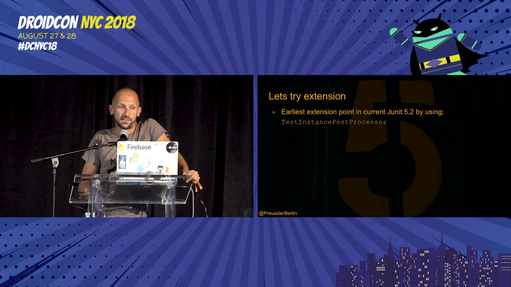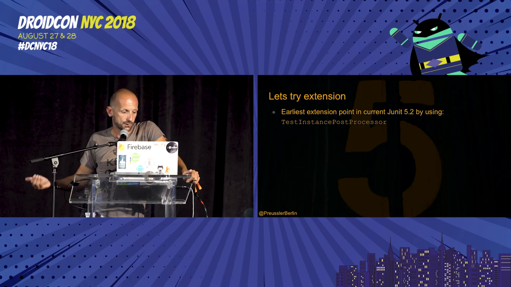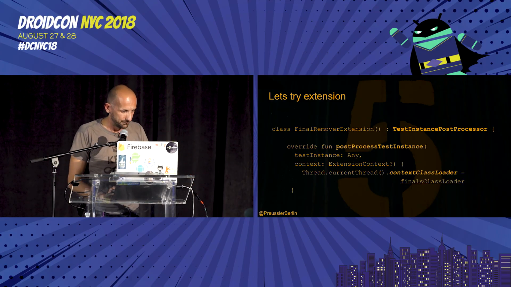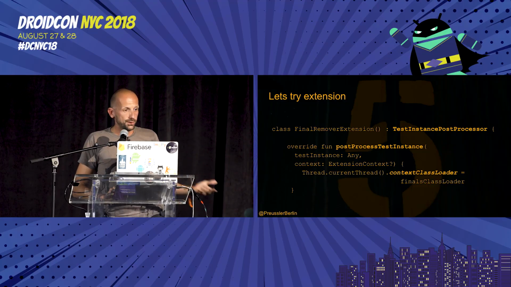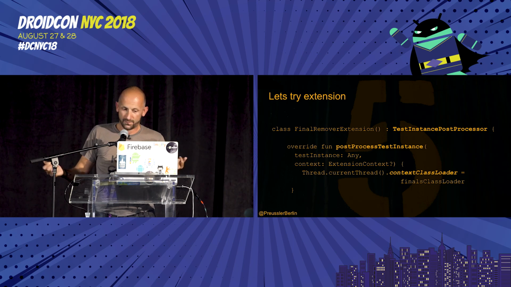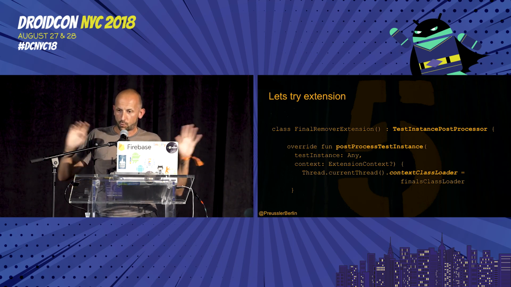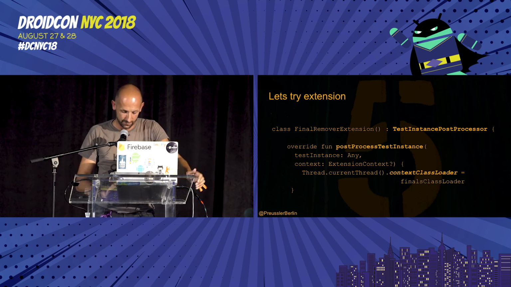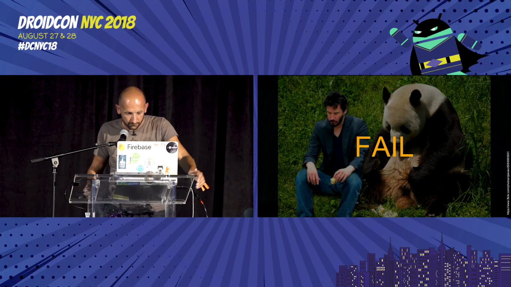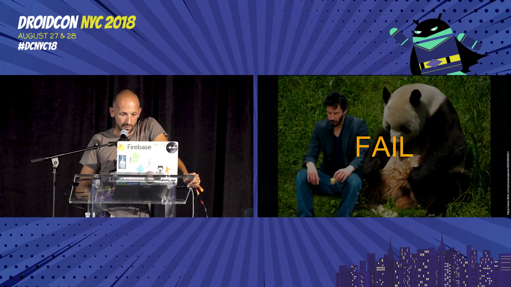So I wanted to build this as an extension. I looked at the API, and the earliest point I could find is a thing called a TestInstancePostProcessor. This is the extension point. That gives you already a test instance, which I thought doesn't look good. But let's give it a try. I couldn't load the class again, because this method doesn't return anything. So I thought, okay, let's just change the global context class loader and use mine. Maybe it works. And of course it cannot work, because the class is already loaded, the instance is there, so I can't modify anything there anymore. So, sad panda, sad Keanu Reeves.